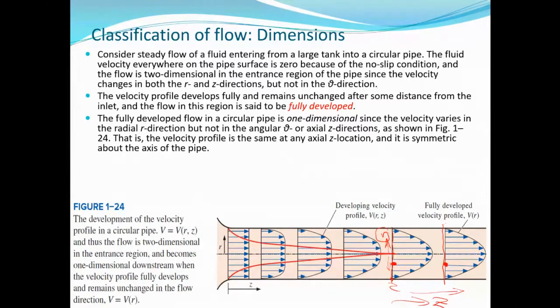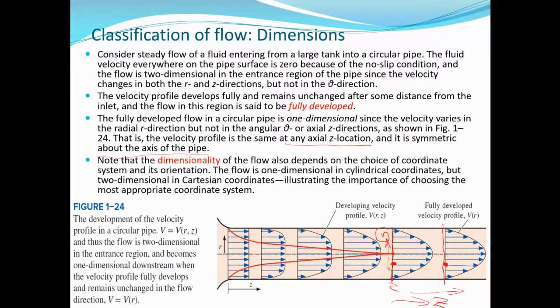All right, and the velocity profile is the same at any axial z location, and it is symmetric about the axis of the pipe. Okay, it's symmetric about the axis of the pipe. That is where you have the maximum velocity occurring.